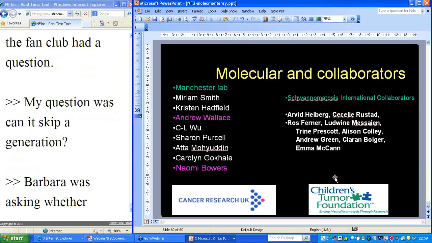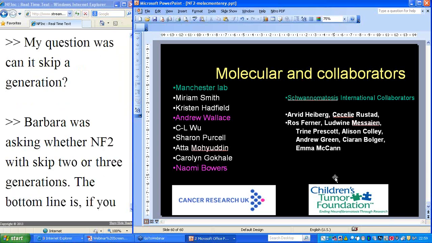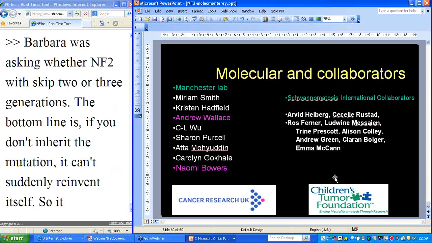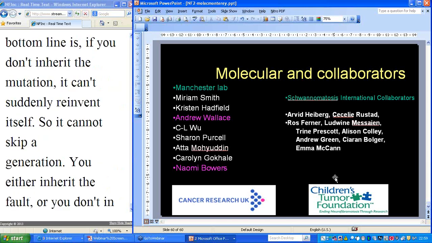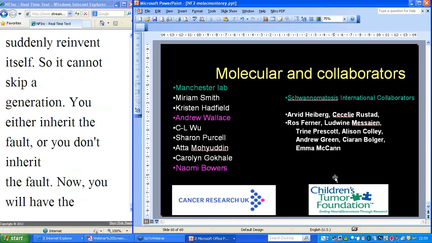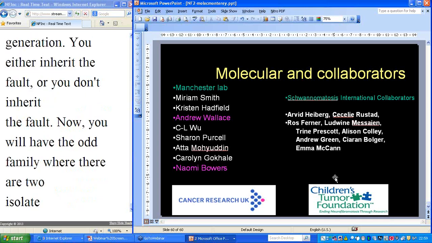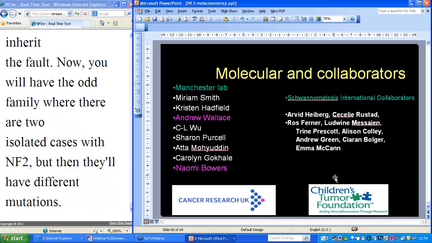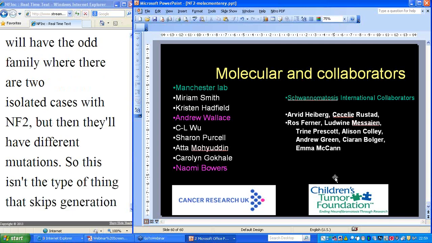The bottom line is if you don't inherit the mutation, it can't suddenly reinvent itself. So it cannot skip the generation. You either inherit the fault or you don't inherit the fault. Now, you will have the odd family where there are 2 isolated cases with NF2, but then they'll have different mutations. So this isn't the type of thing that skips generations. Genetic changes are either inherited or they're not.